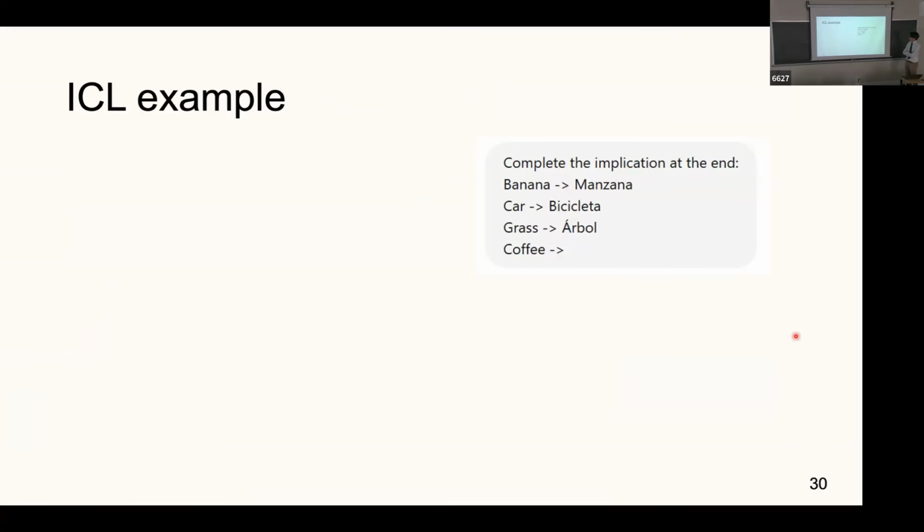Okay. All right. So I don't actually speak or read Spanish, but with the help of Google Translate, I made this example. This is something that I just tried yesterday. So here's a prompt. This is what I wrote: complete the implication. So banana, bonanza, car, and that, and grass. Okay. So for those of you who speak Spanish, you might think this is a little bit weird, because this is not the translation of those words, right?